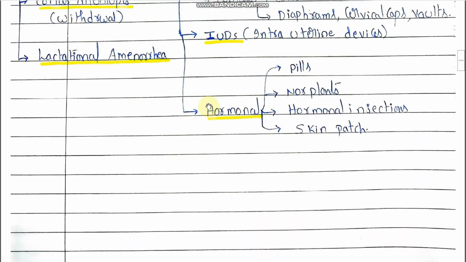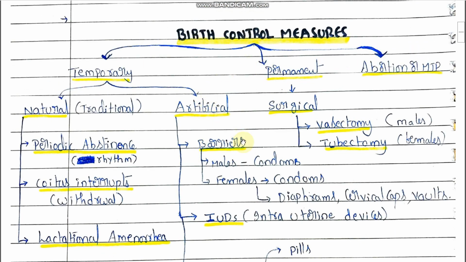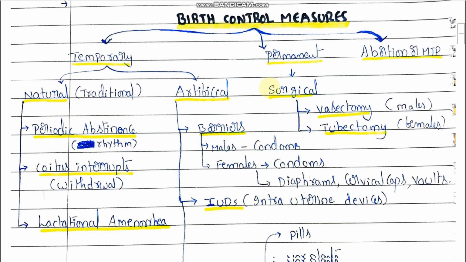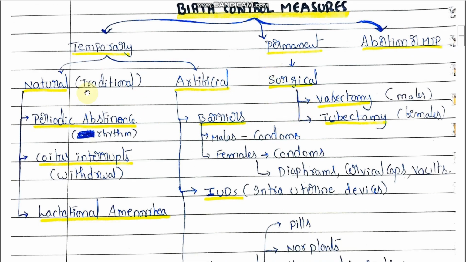After this, it should be clear to all of you. So go through this flow chart once: temporary, permanent, and abortion, RMDP. Go through this flow chart, and in the next class we are going to discuss artificial contraceptive methods, right? But before discussion of artificial contraceptive methods, we'll discuss MCQs up to natural contraceptive methods in the next class.